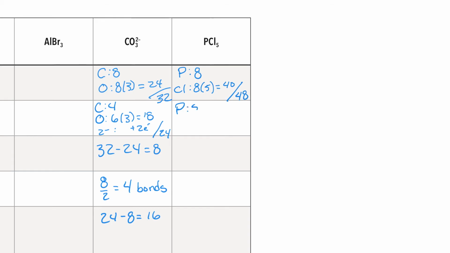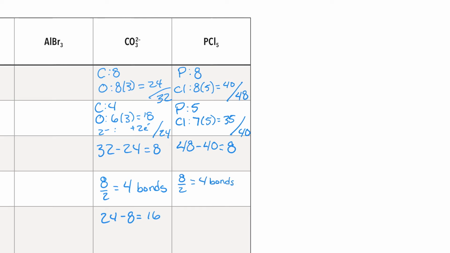Phosphorus has 5 valence electrons. Chlorine has 7, and there's 5 of those, so that gives us 35 from chlorine for a total of 40 valence electrons to work with. If we take our octet number and subtract our valence electrons, that gives us 8 for bonding electrons, and 8 divided by 2 would give us 4 bonds.